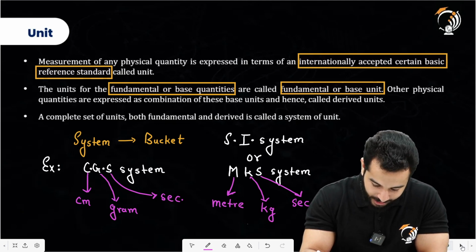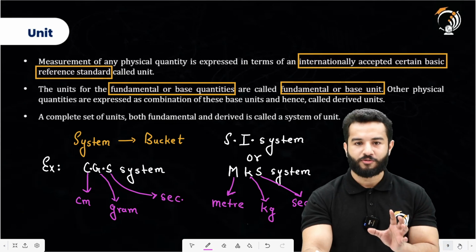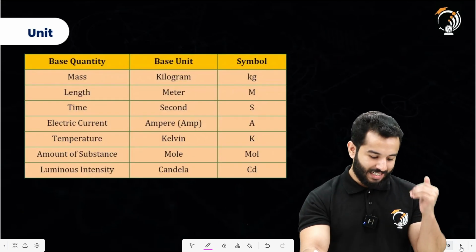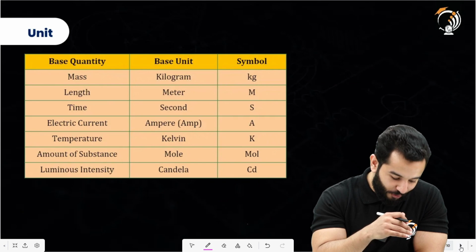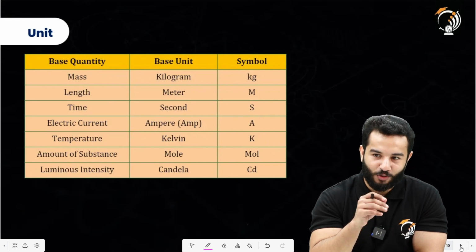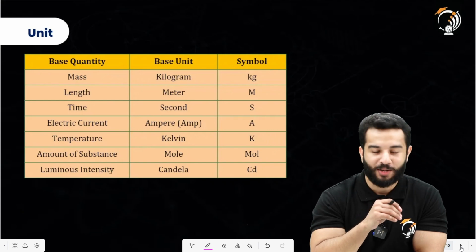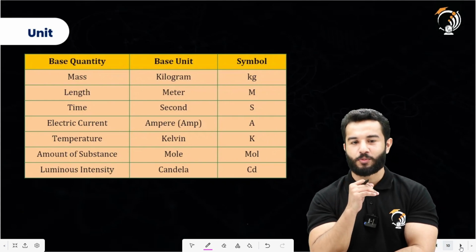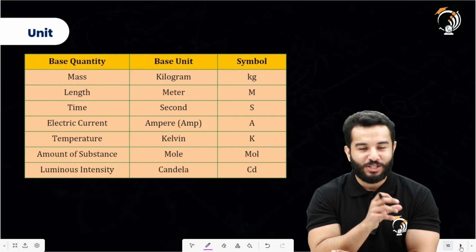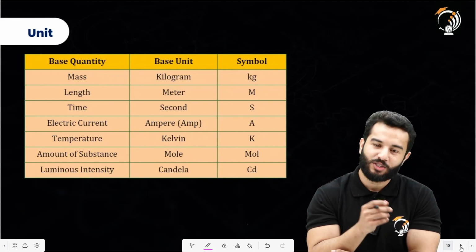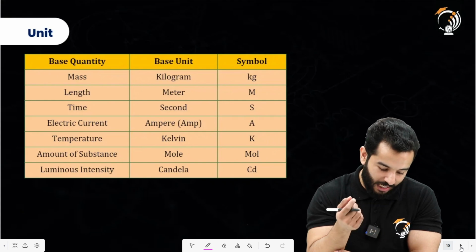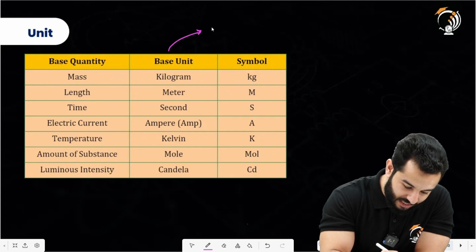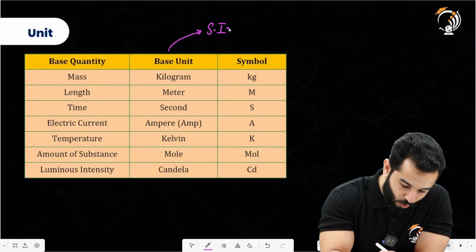Moving on to the next slide, here we have different physical quantities, and these are the fundamental quantities: mass, length, time, electric current, temperature, amount of substance, and luminous intensity. We have base units assigned for them. Those quantities are called base quantities, and these units are called base units. By the way, all of these units are part of the SI system, so make a note of it.